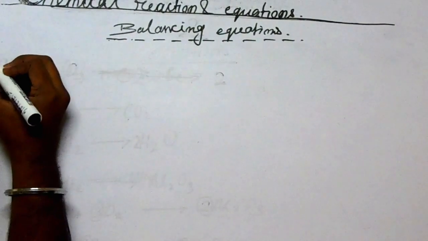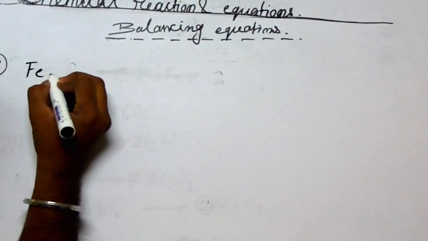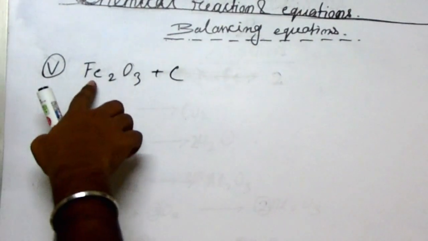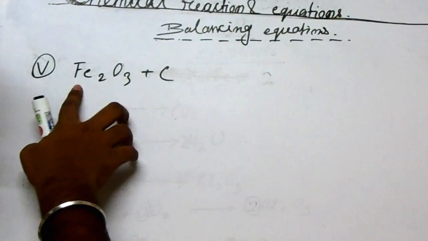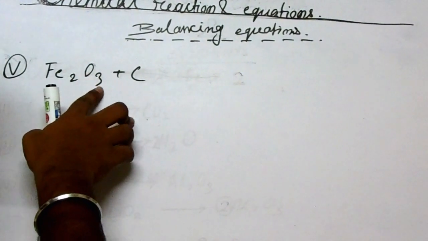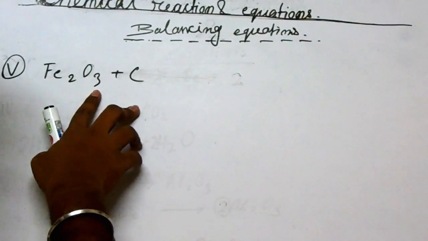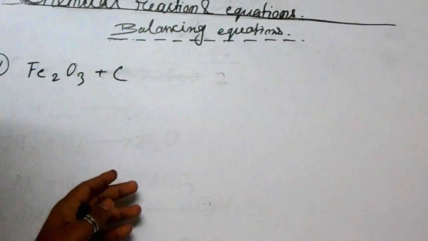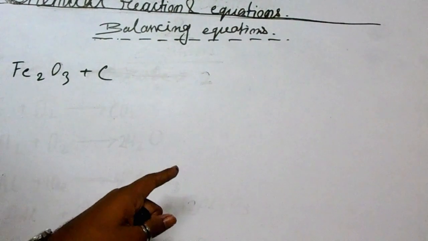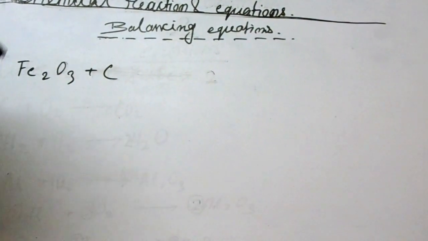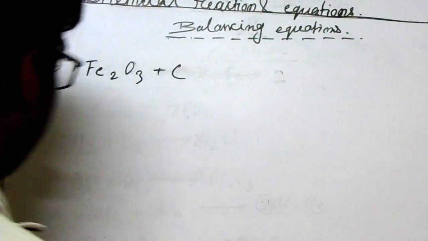Now the fifth one, Fe2O3 plus C. Fe2O3 means ferric oxide. Ferric oxide has O equals to 3. If this is FeO, that will be ferrous oxide, but as oxygen is 3, it will be ferric oxide. It is already given in your NCERT book.